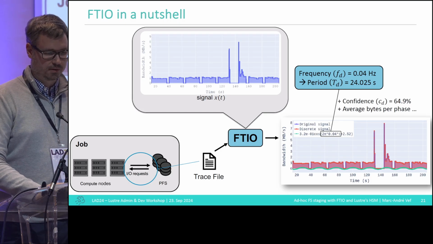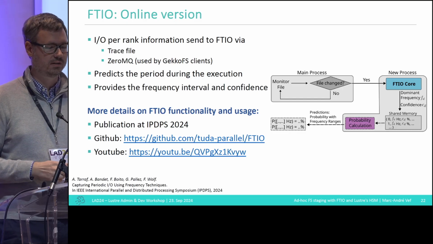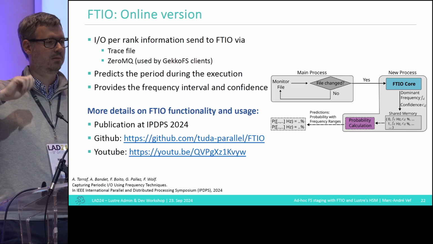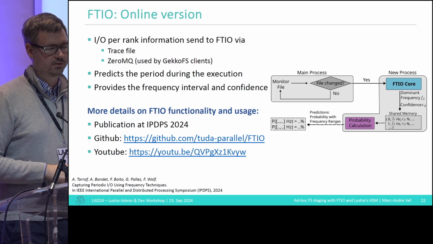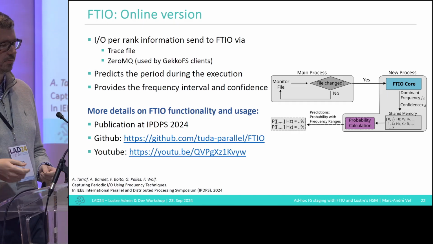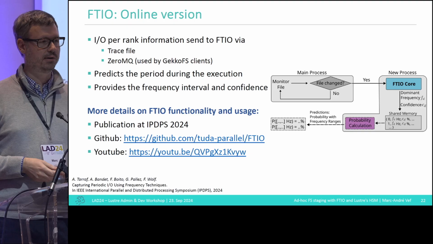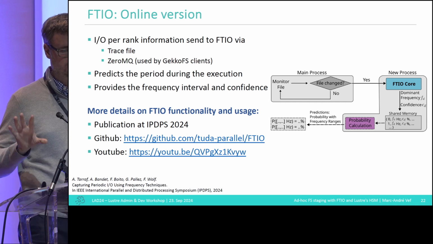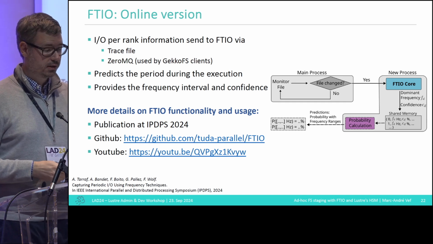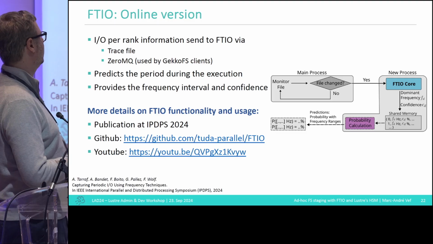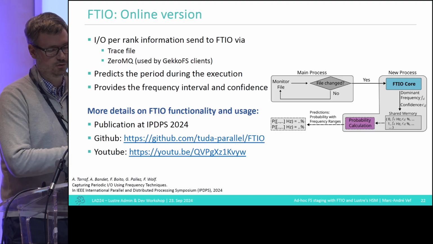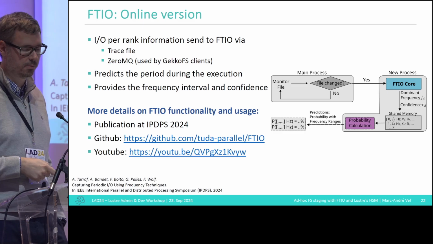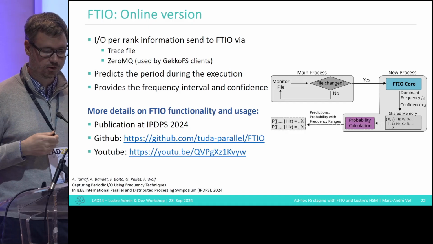But for online, we can do the same thing, in which we would send this I/O information during runtime. And this is happening from the GekkoFS clients. Per rank, it is sending the current I/O to FTIO to get the predictions for the next period during execution, with the frequency interval and also the confidence, right? And we only want to stage it when the confidence is high. So there's a whole paper about it at IPDPS, but this is also available on GitHub, and Ahmad Tarraf, who was the main author of that paper, also has a nice talk on YouTube if you want to learn more about it, because he knows a lot more about this than I do.